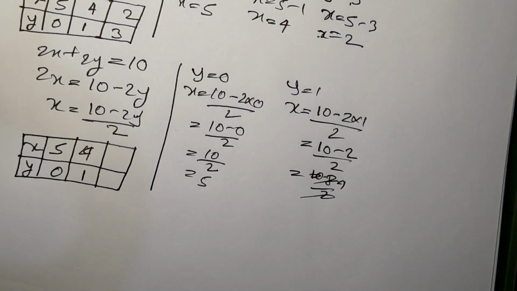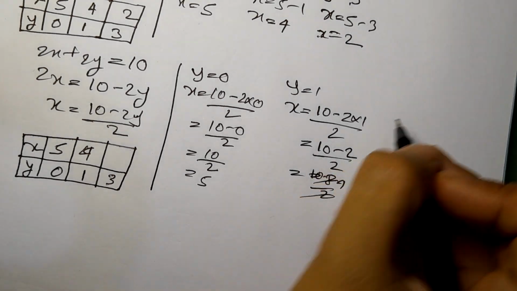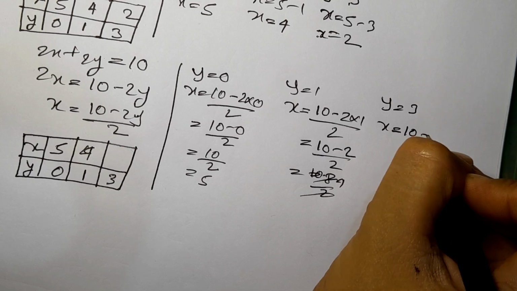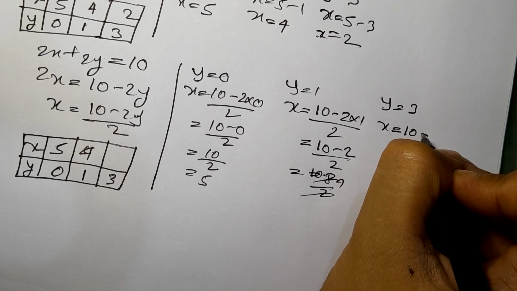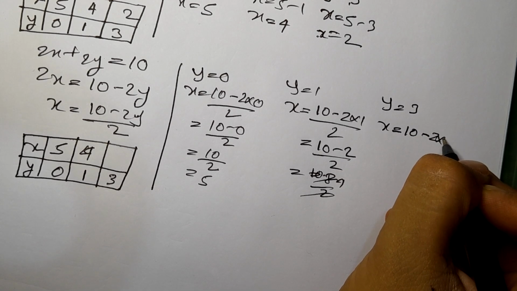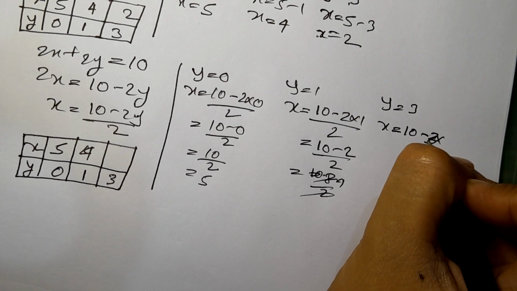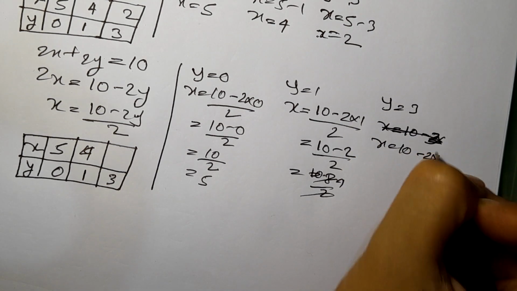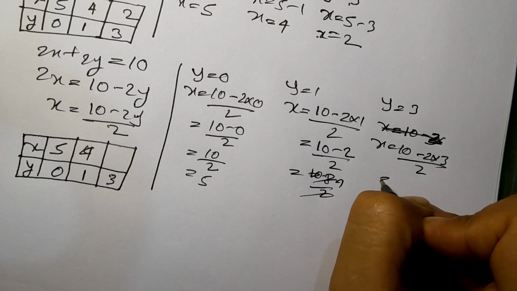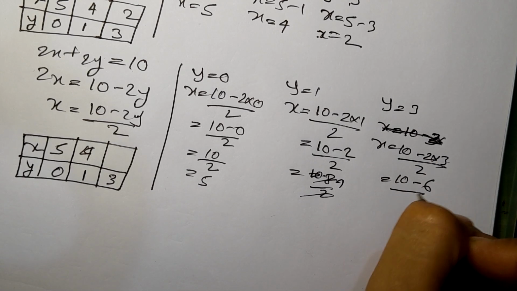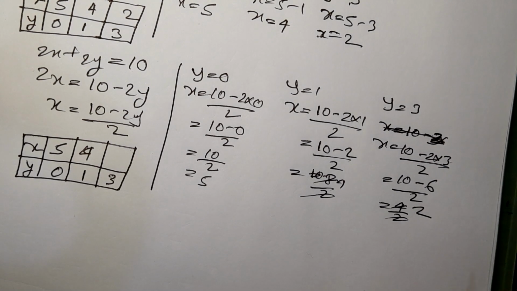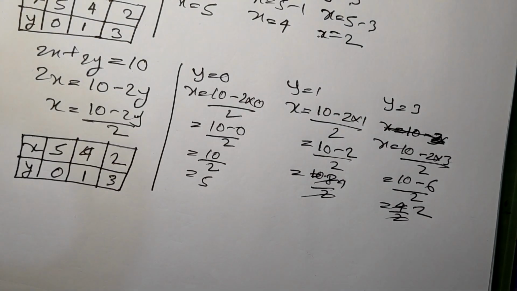Let's take y equal to 3. Then x will be 10 minus 2 into y, I have taken 3, divided by 2. It will give 10 minus 6 divided by 2, so that is 4 divided by 2, that will be 2. If you take 3, it will give 2. So we got the boxes.